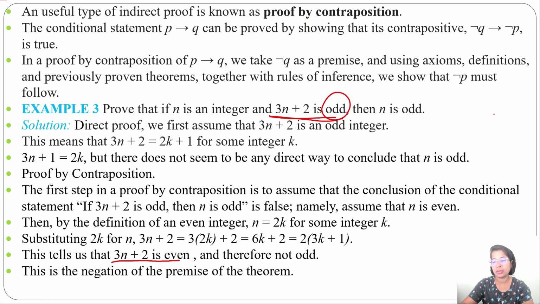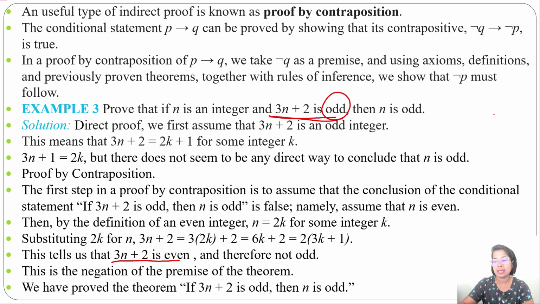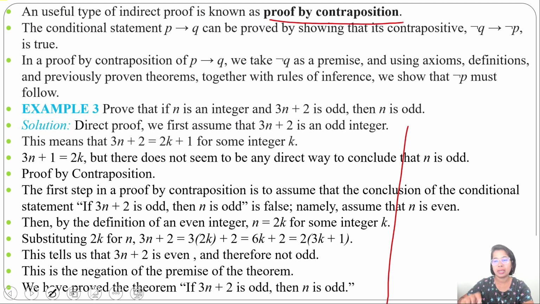That's direct proof. So in indirect proof, we consider negation of conclusion is true and from that we derive negation of premises is true. So the negation of premises means n is not even, n is odd. So negation of conclusion is true. If 3n plus 2 is odd, then n is odd. So this is a proof by contraposition. If negation of Q is true, then negation of P is true. And finally, negation of P we found true, but P is true, that means Q is true.